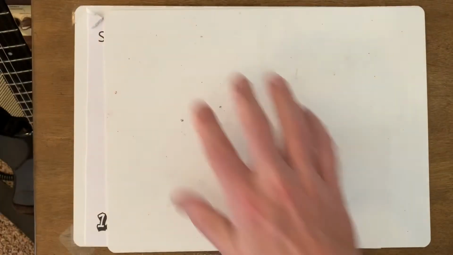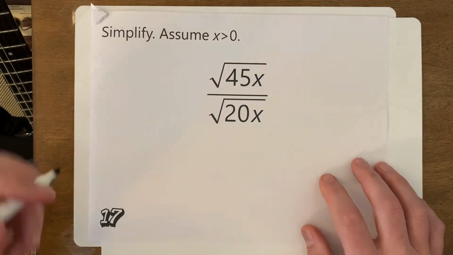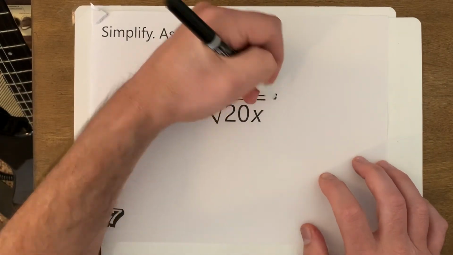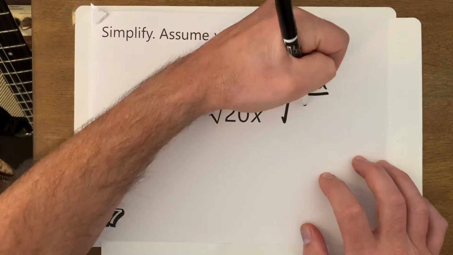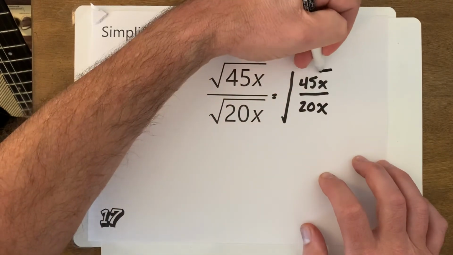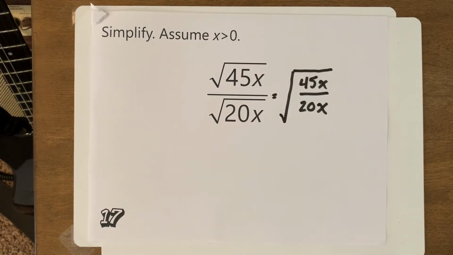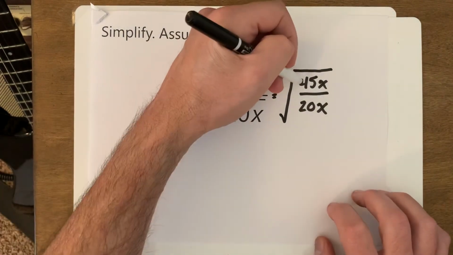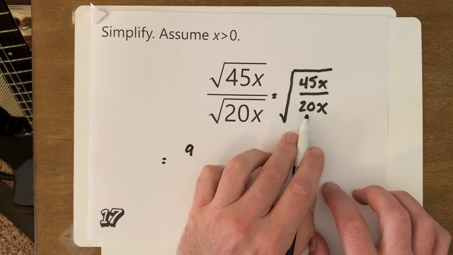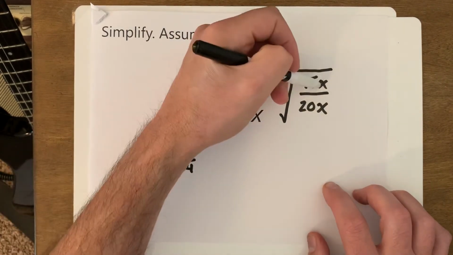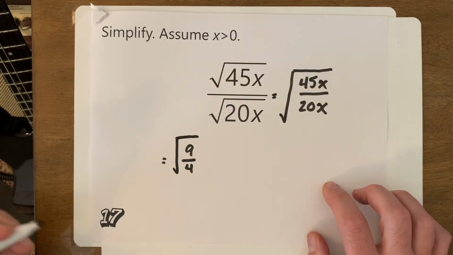Okay, let's try another one. Let's see what rule we can use. Hopefully something. Okay, here we can take these two and combine them under a common square root, 45x over 20x. And again, sometimes this is an advantage and sometimes it doesn't help you at all. Well, let's see if this helps me. So what's 45 and 20? Well, 5 goes into both of these, right? 5 goes into 45 nine times. 5 goes into 20 four times, right? The x's are going to cancel out because there's a single one in the numerator and denominator. So I'm looking at the square root of 9 over 4.